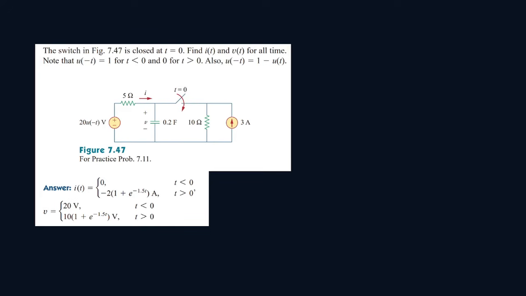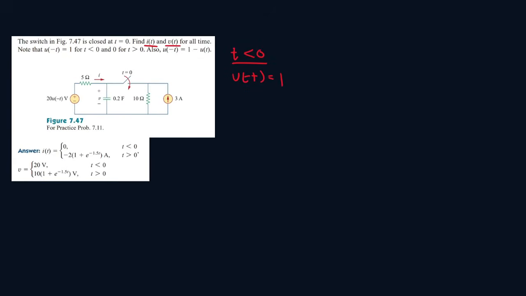Okay, so for the following circuit, we have to find I(t) and V(t) for all times, and we're told the unit step function u(-t) is 1 when t is less than 0, and it's 0 when t is greater than 0. So for when t is less than 0, we know that u(-t) is 1. So let's write the circuit when t is less than 0.